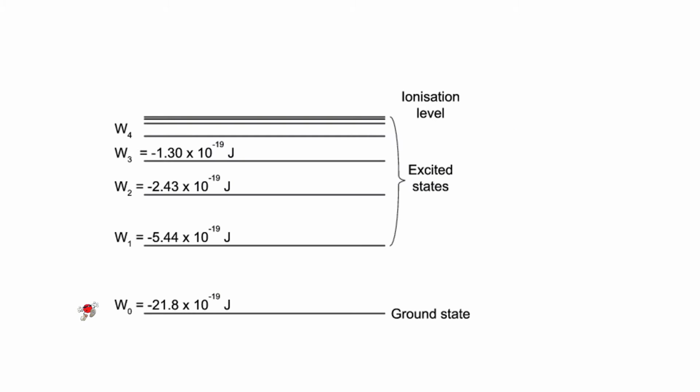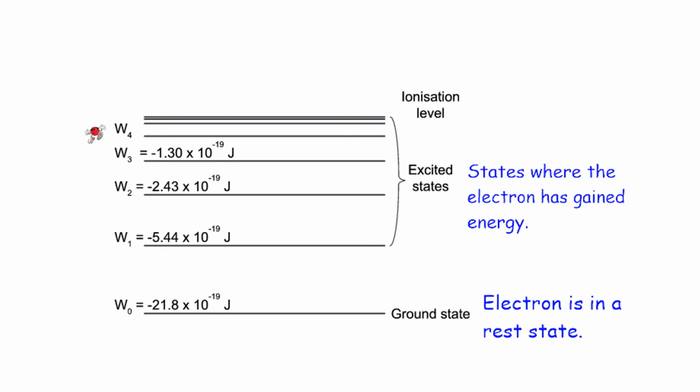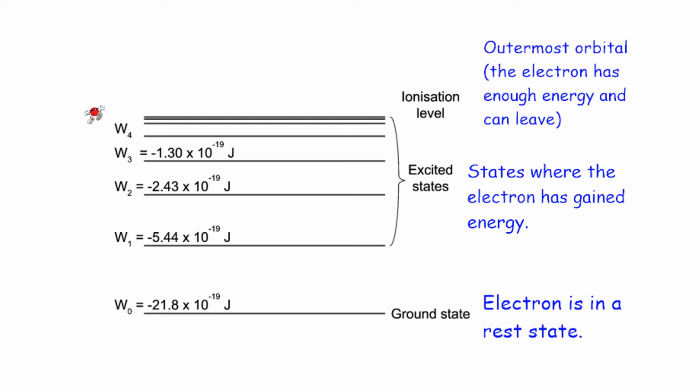Now imagine these shells or orbitals have been laid out flat. And right now we're taking a look at our electron. When the electron exists in the ground state, the state closest to the nucleus, it is said to be in a state of rest. Whenever it starts gaining energy, it exists in these excited states. Whenever the electron gains enough energy, it reaches its outermost orbital, and it can technically leave at this point. The outermost orbital is also known as the ionization level.